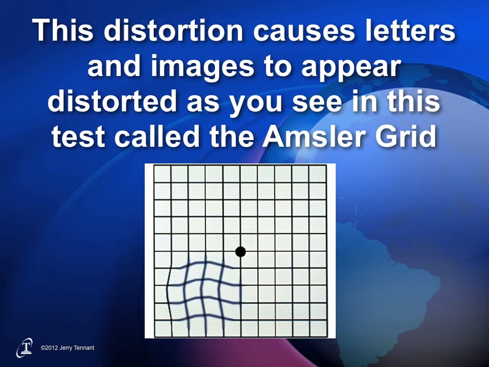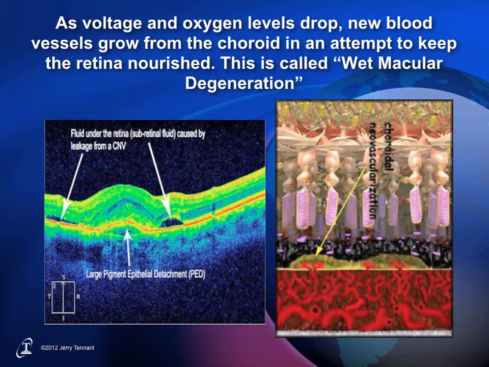And this distortion causes letters and images to appear distorted, as you see in this test called the Amsler grid. When you look at this grid with a normal eye, all of the squares are the same size and the lines are straight. But as you begin to develop drusen and distortion of the retina, you begin to see these lines and squares become distorted. This is one of the earliest signs that you're developing macular degeneration.